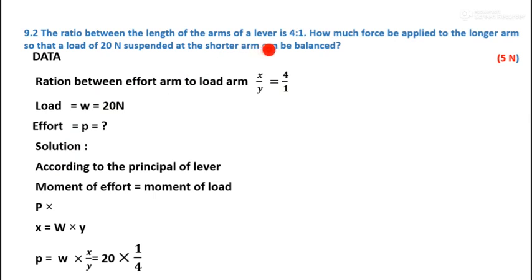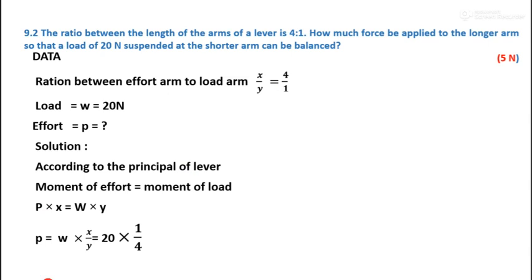Now according to the principle of lever, moment of effort is equal to moment of load. P multiplied by X is equal to W multiplied by Y. It means the ratio of effort arm is 4 and the ratio of load arm is 1. Now P multiplied by X, which means ratio of X is 4, equals W multiplied by Y.